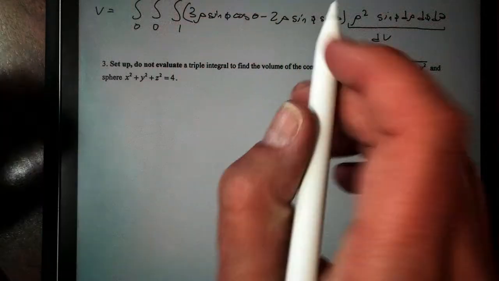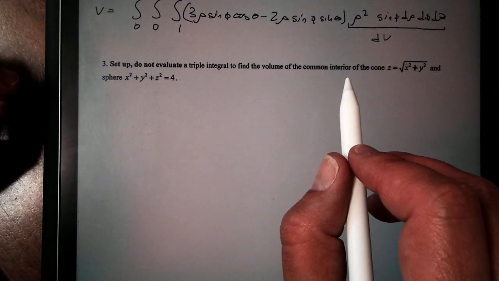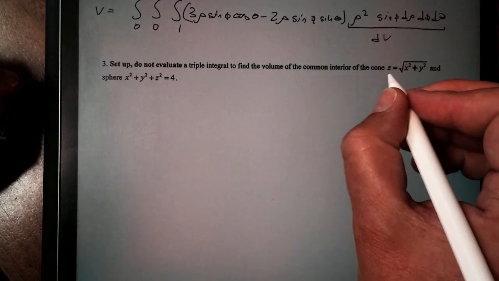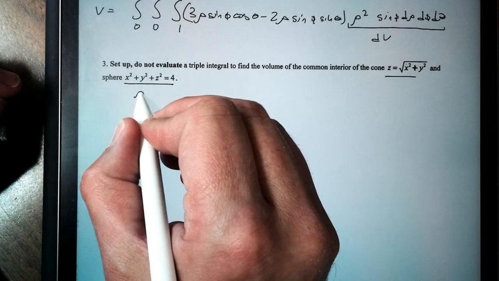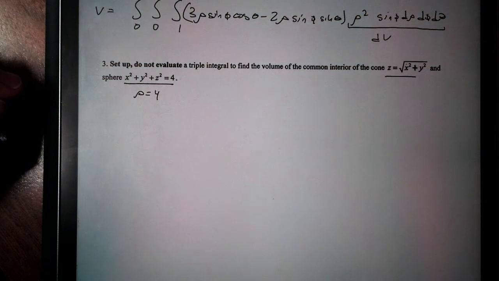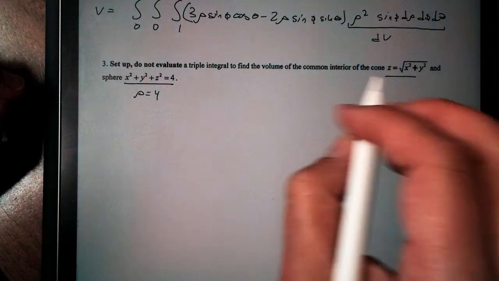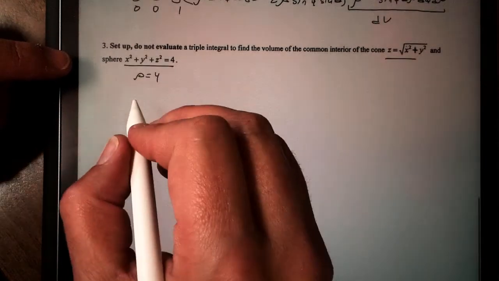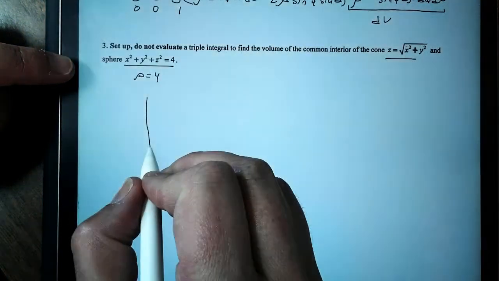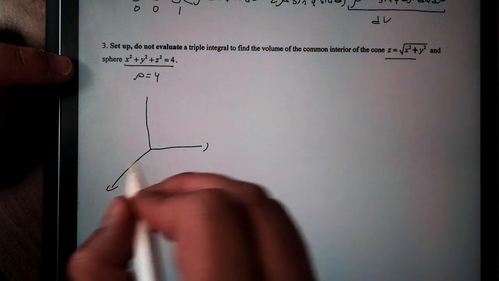So we want to find the volume of the common interior of this cone and this sphere. Now the sphere I can rewrite as just rho equals 4. That might make it a little bit easier. And so let's see if we can draw this out. Okay, so we have a sphere of radius 4.